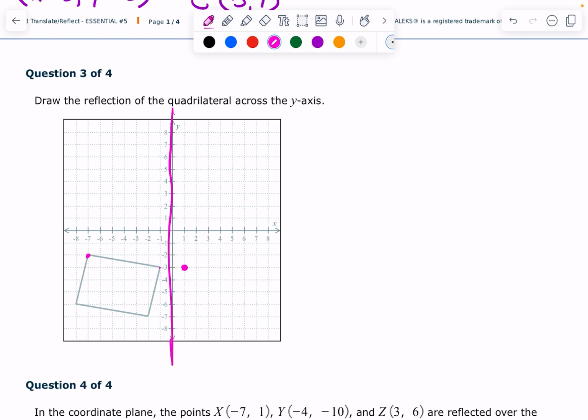This point up here, the upper left point, is 7 away, so on the other side it'll be 7 away. This point over here is 2 away, so I'm going to count 2 on the other side. And then this point is 8 away, so I'm going to come straight across and go 8 spaces from the line of reflection. So I will connect those dots. And there's your new shape. It should stay the same shape, same size, just reflected.